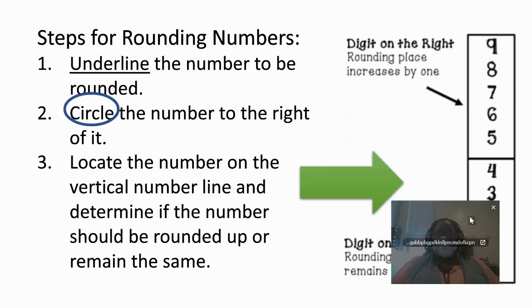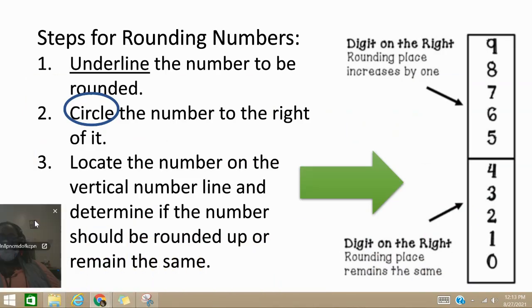Okay, so here are the steps for rounding numbers. The very first step is you want to underline the number to be rounded. That's step one. Make sure you copy these in your notes. The second step will be to circle the number to the right of it. So to the right of the number you underline, you're going to circle that value. And then finally, you're going to use this vertical number line, which again, you will copy in your notes, to determine if the number should be rounded up or remain the same. So let's look at the vertical number line. 0 through 4, it says the digits on the right, rounding places remain the same.